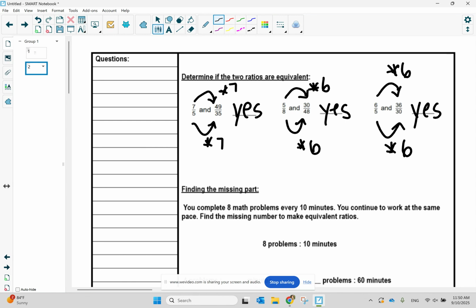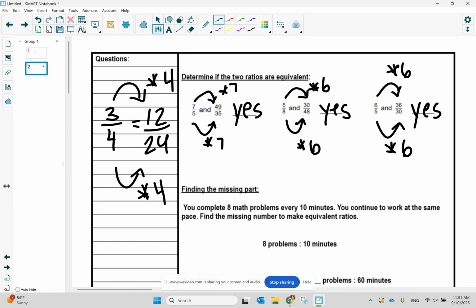For example, like if we have 3/4 equal to, let's say, 12/24. Okay, 3 times 4 equals 12. 4 times 4 does not equal 24, it equals 16. So that's a situation where we would say, no, they're not equivalent.